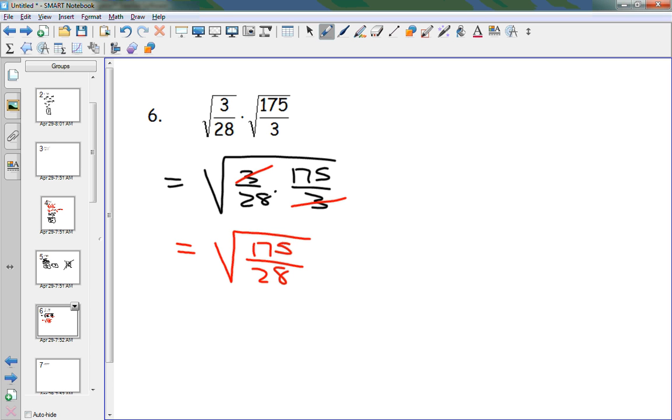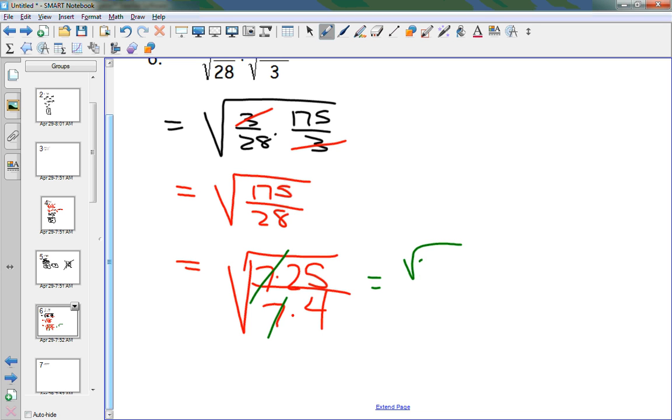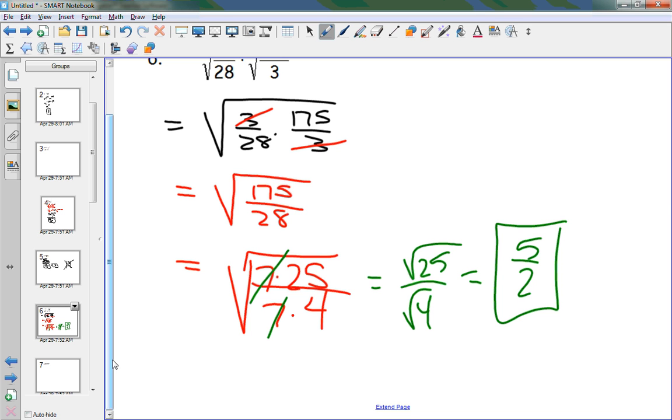Now, if I have $1.75 in my hand, how many quarters do I have? 7. So this is going to be 7 times 25 all over what? Well, how do I rewrite 28? 7 times 4. What happens to my 7s? My 7s go bye-bye. So what I got going on here is the square root of 25 and the square root of 4, which is 5 over 2.